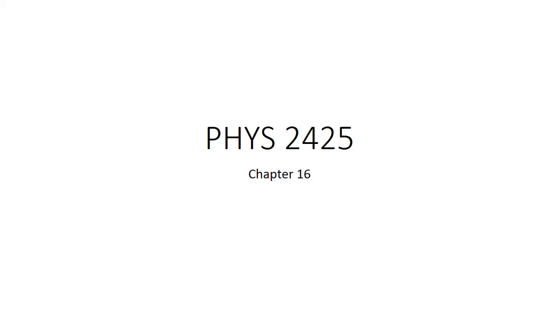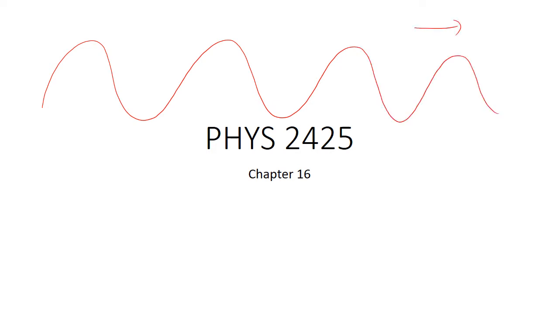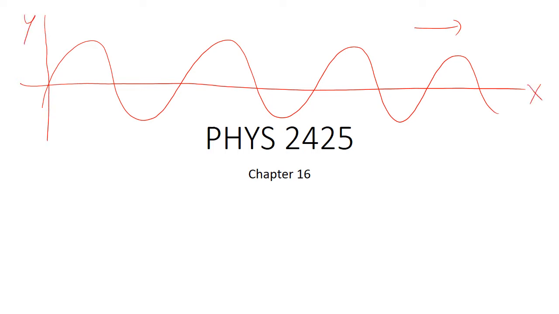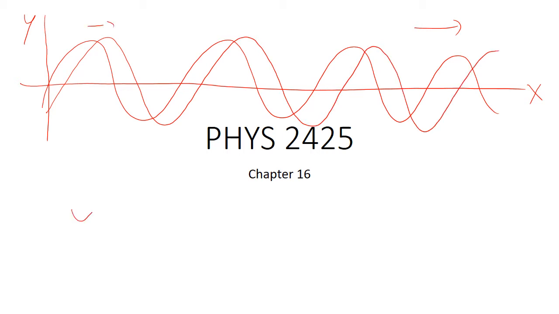So let's consider a harmonic wave moving to the right. And so I want to have some sort of description of this wave. Okay, so there's y and there's x. And so as the wave is moving, I want to say what is y as a function of both x and t. So I want to know y is a function of both x and t.